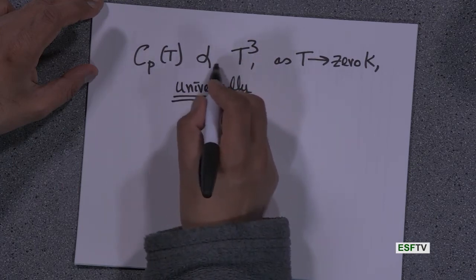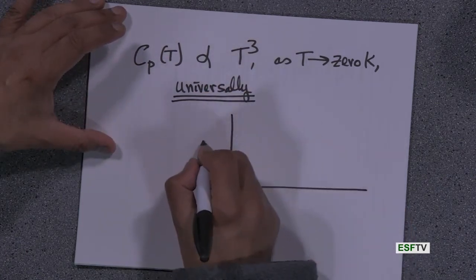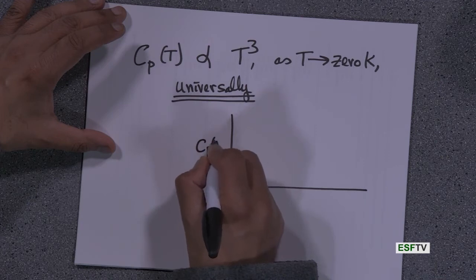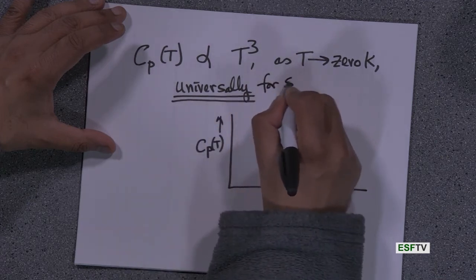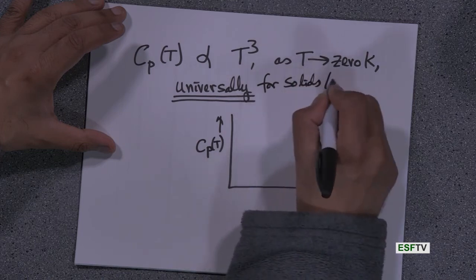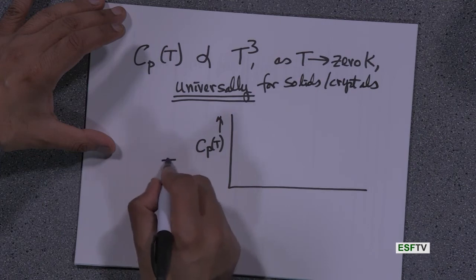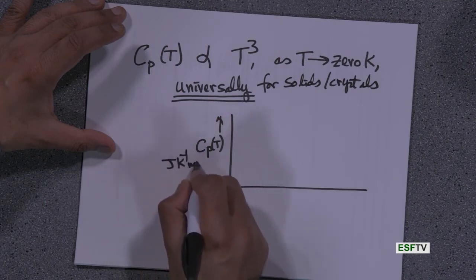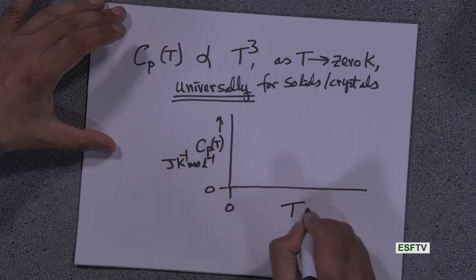The constant of proportionality is different. So, for example, if you plot the heat capacity for any solid, for solids, I should say for crystals, plot the heat capacity in, say, joules per Kelvin per mole, plot the temperature here in Kelvin.